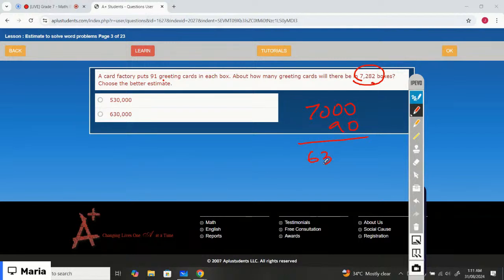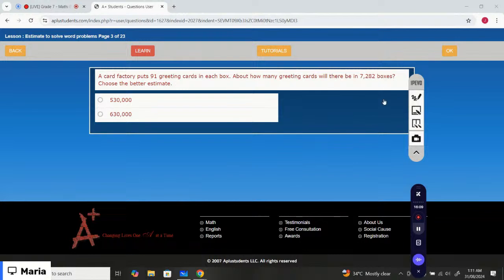So 9 times 7 is 63. Multiply the non-zero values and then add 1, 2, 3, 4, 0. Add the zeros. Got it? So the correct option is option number 2 is the correct option. Got it? The correct option is option number 2.